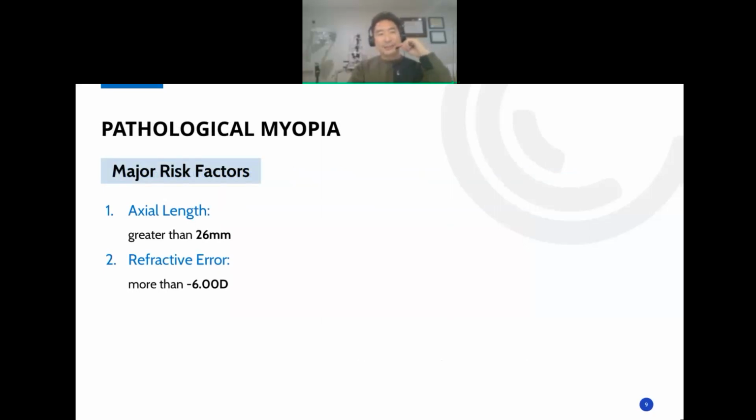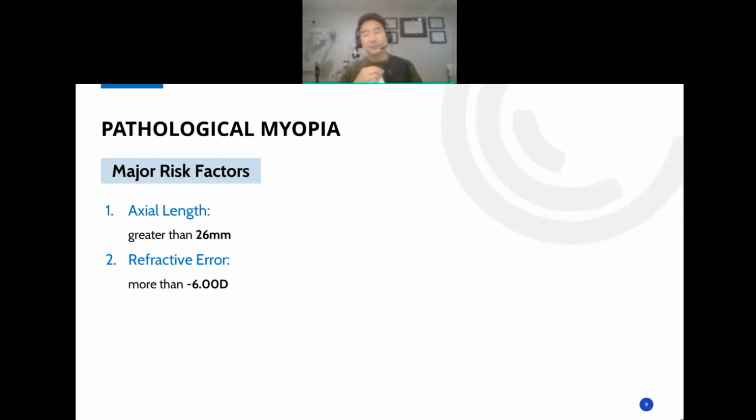As I mentioned earlier, with myopic diseases versus myopic degeneration, the major risk factor is an axial length greater than 26 millimeters. We want to keep it under that. And for refractive error, we want to be under -6. I used to treat refractive error as one of my key components.